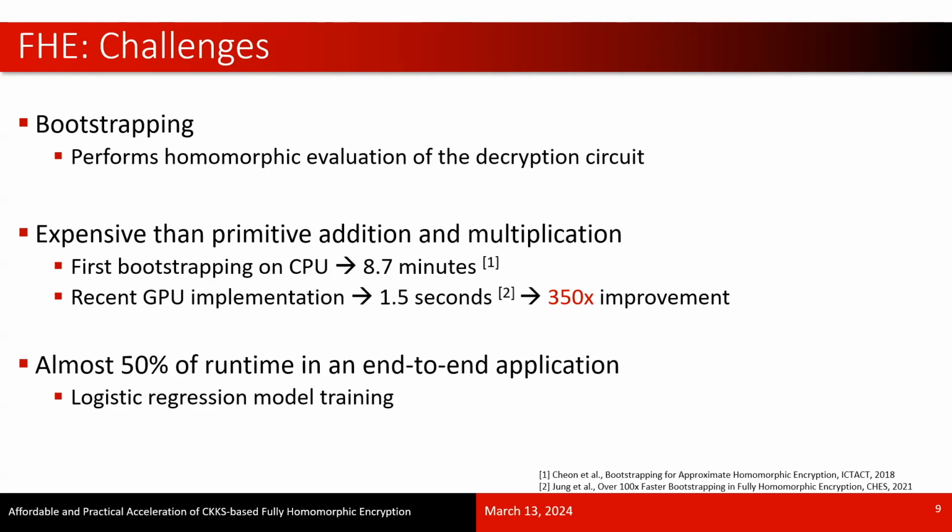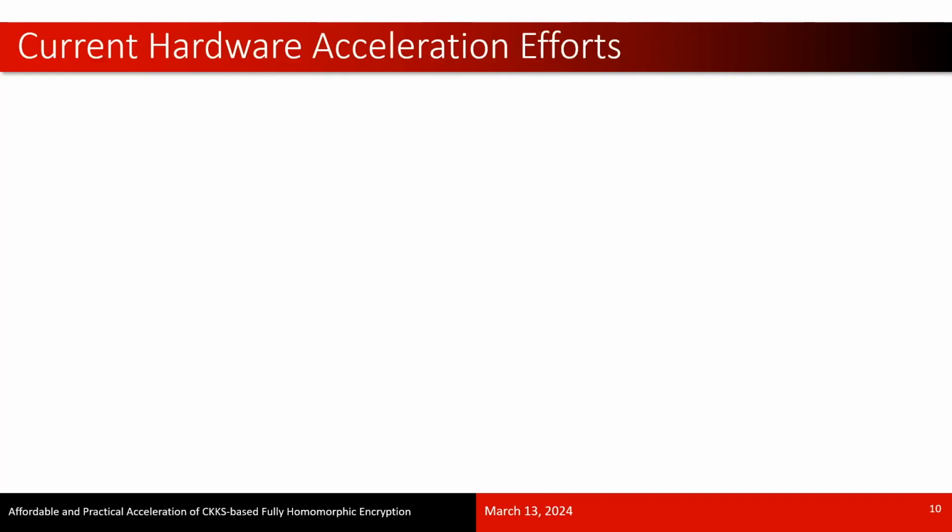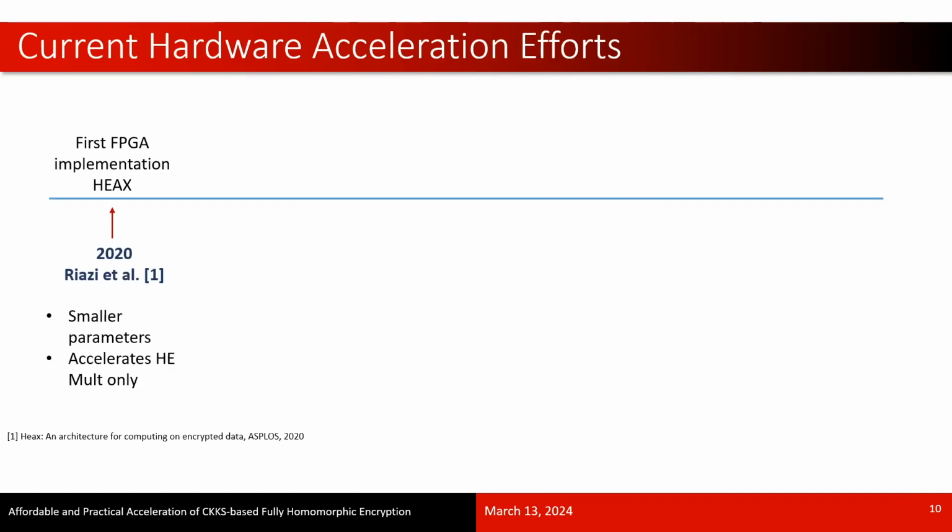Hence, there is a need to further optimize the bootstrapping performance, and therefore several hardware acceleration efforts have been ongoing. And to quickly show you the current hardware acceleration landscape, we begin with one of the first FPGA implementations of the CKKS scheme, known as EECS. Although they did not implement the bootstrapping operation, they provided a good starting point.